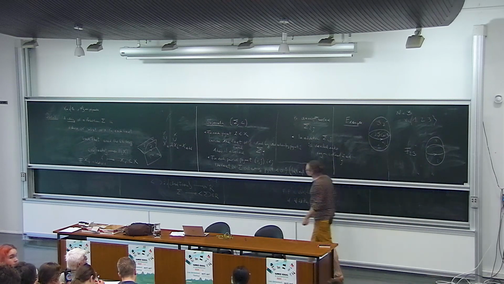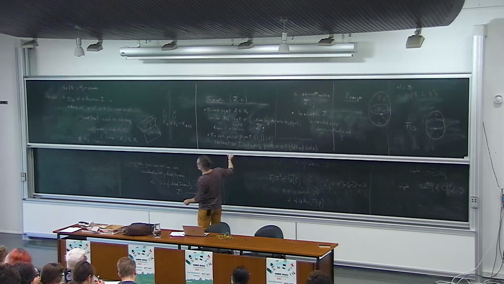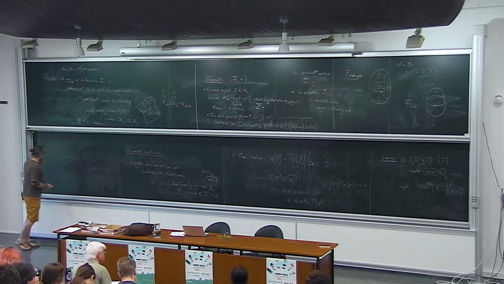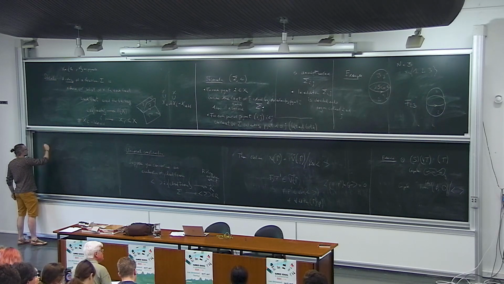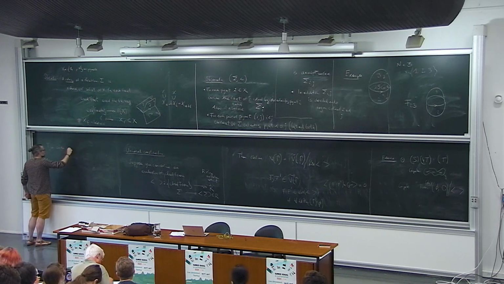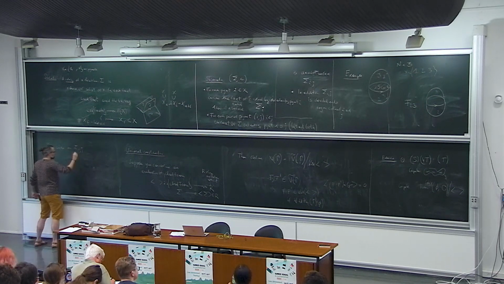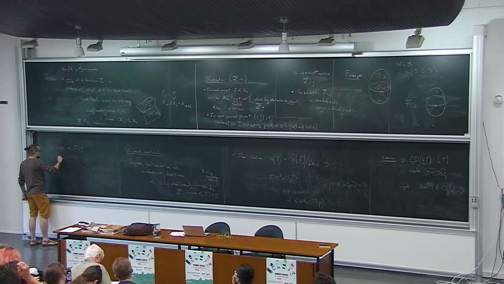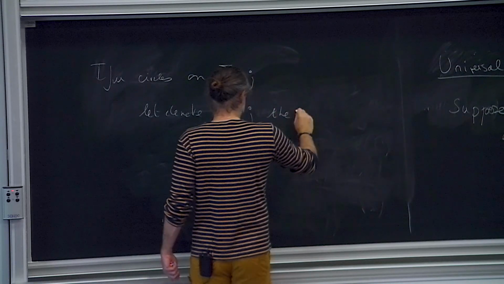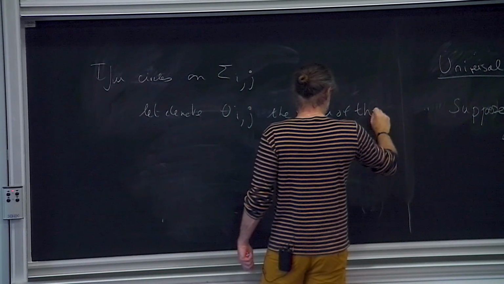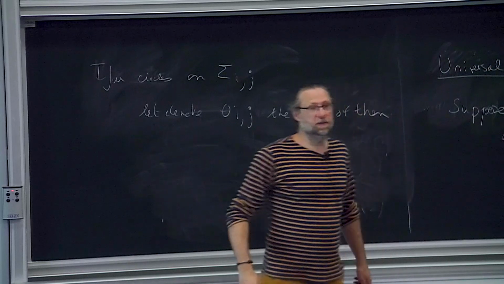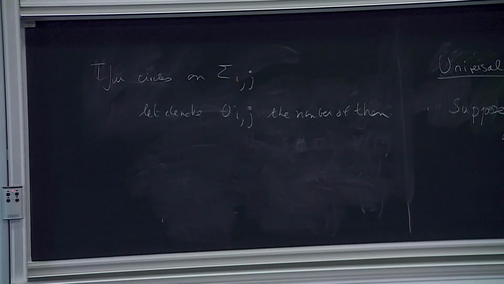Now, this is what I want to say. So what you see is you have circles on sigma ij. Let me denote by theta ij the number of them. More in detail, that's the number of circles that you see on this surface.